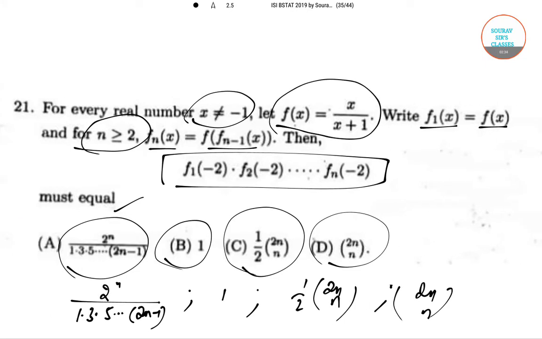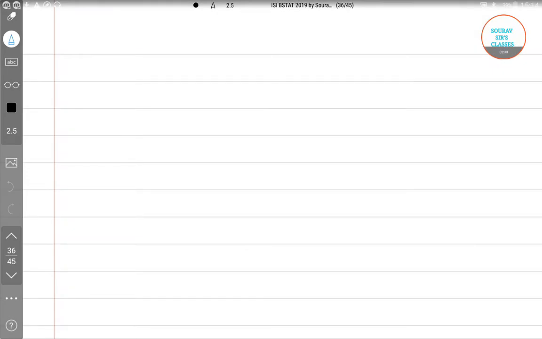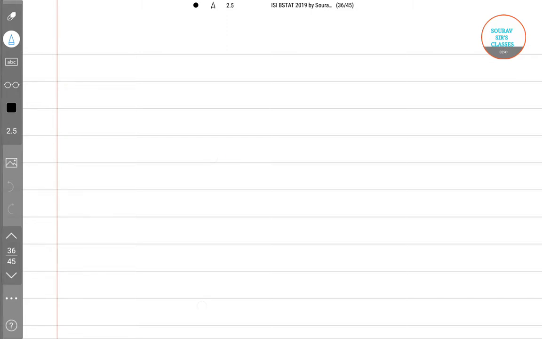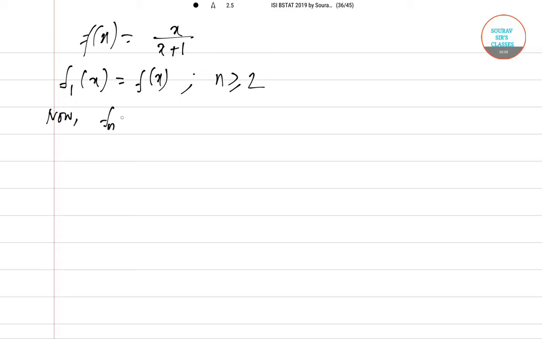So let's move to the solution part and find the correct solution. For the function given to us, f(x) equals x by x plus 1. Now f1(x) is equal to f(x), and n is greater than or equal to 2. Now fn(x) equals f of fn minus 1, that is, the one step previous, of x. We will do this by the induction process.